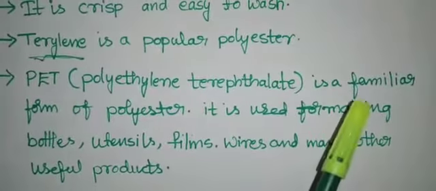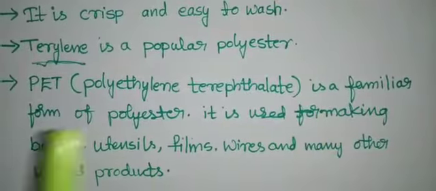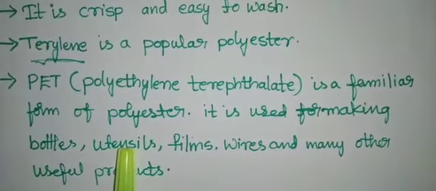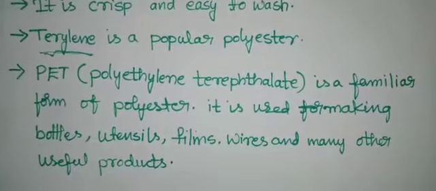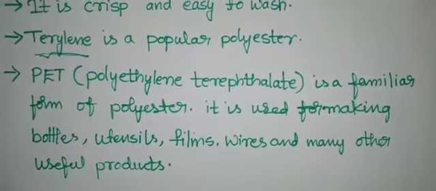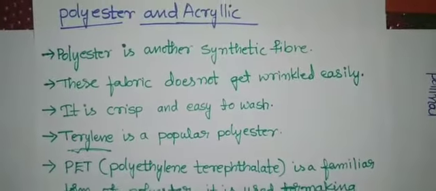It is a familiar form of polyester. It is used for making bottles, utensils, films, wires and many other useful products. So polyester is used for these. This is about polyester fibers.